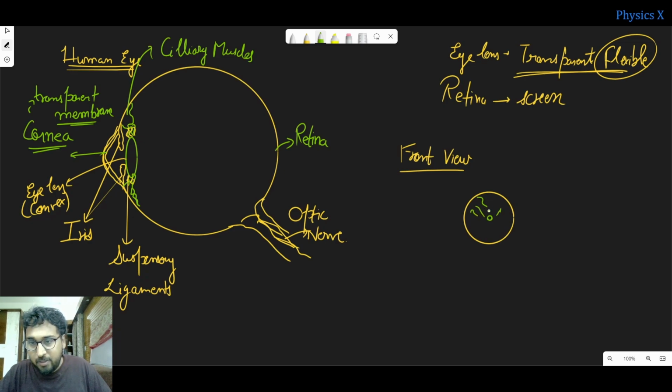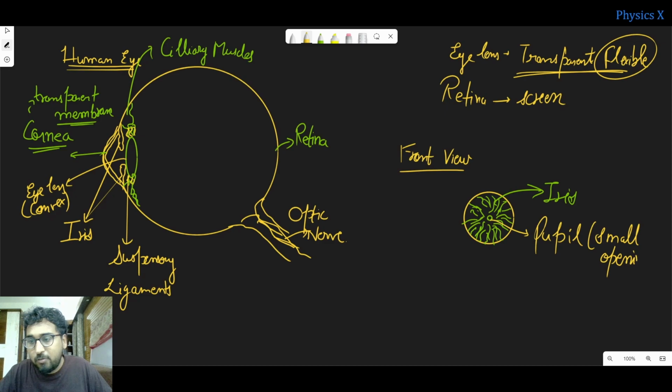There is a small opening, and you see this is colored. Some people have brown eyes, so this is what defines the brown color. Some have blue, some have green. This is what is called the iris, and this small hole in between is called the pupil. This is the small opening.